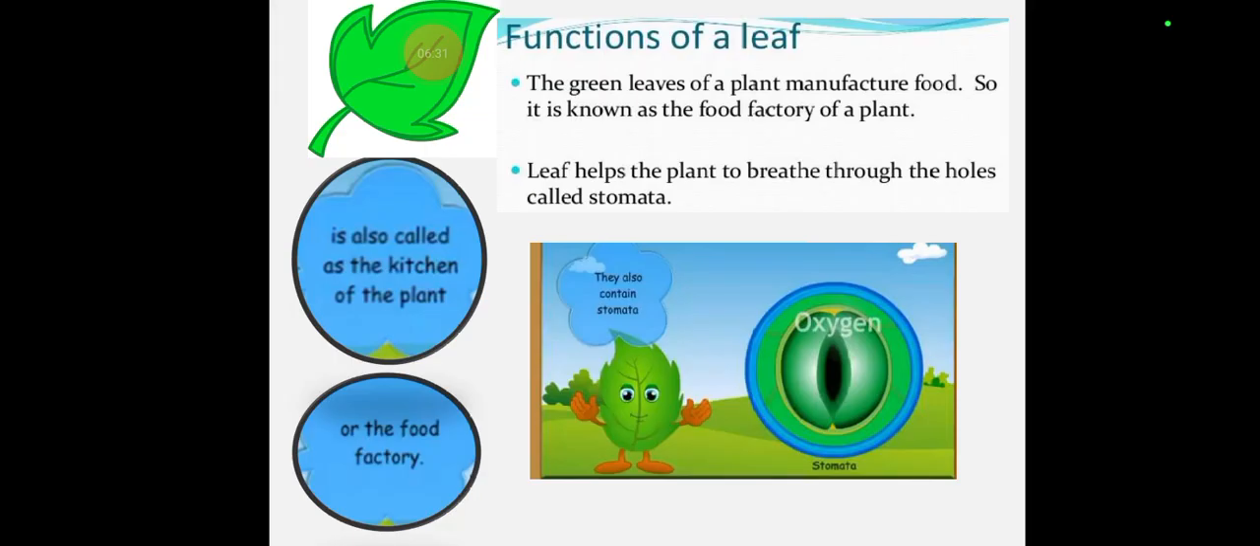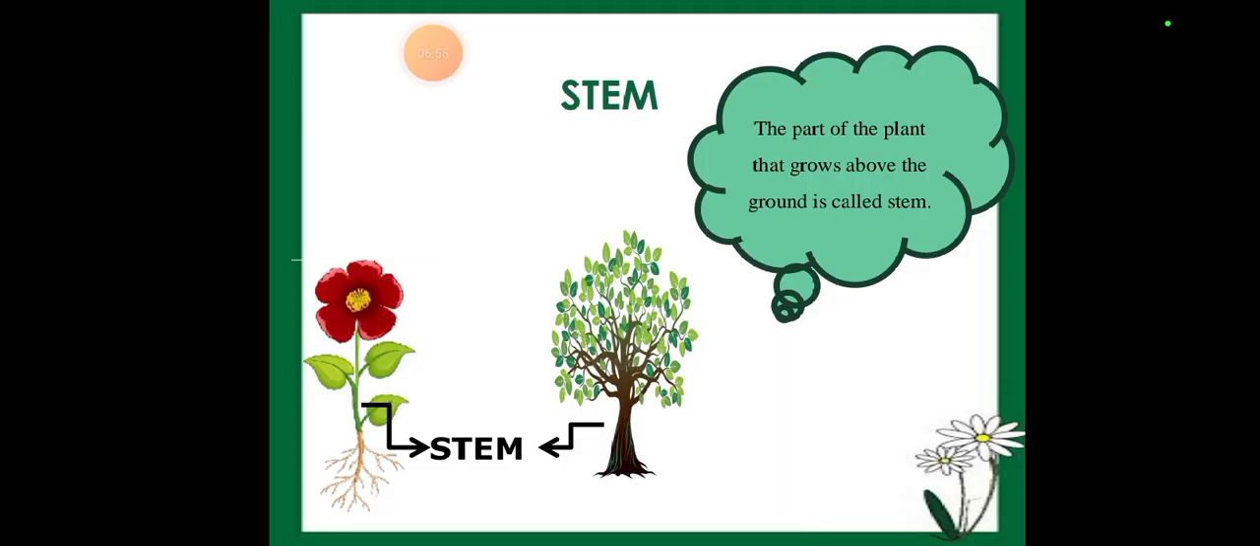Okay, then next go to the next functions of a leaf. The green leaves of a plant manufacture food, so they are known as the food factory of the plants. Because they give food, they are called the manufacturers of food. Leaves help the plants to breathe through their tiny holes called stomata, so they are basically the breathing part. This is also known as the kitchen of plants, the food factory of the plants, and they also contain stomata that help them to breathe.